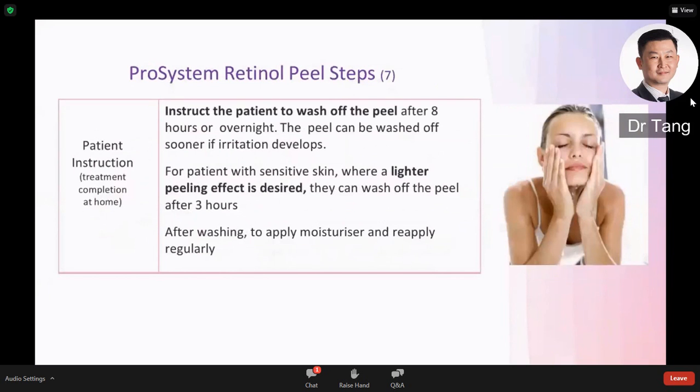After that, we need to instruct the patient to wash off the peel after 8 hours or overnight when they reach home. The peel can be washed off sooner if irritation develops. For those with sensitive skin, where a lighter peeling effect is desired, they can wash off the peel after 3 hours. And after washing, they need to apply moisturizer and reapply it regularly.